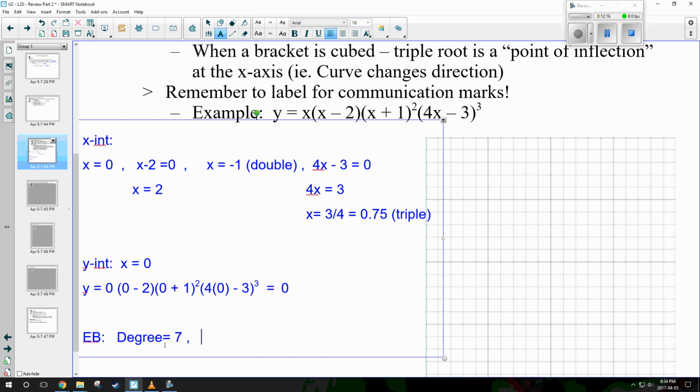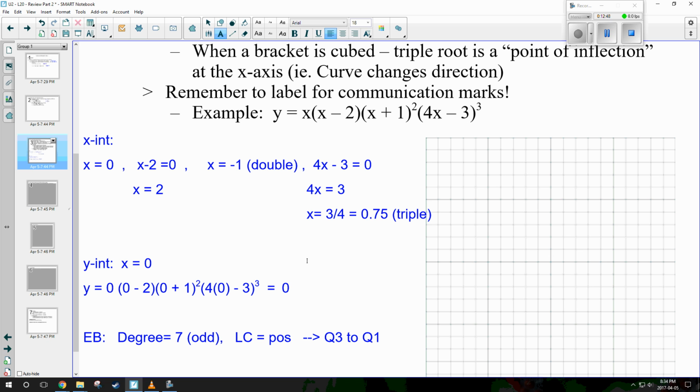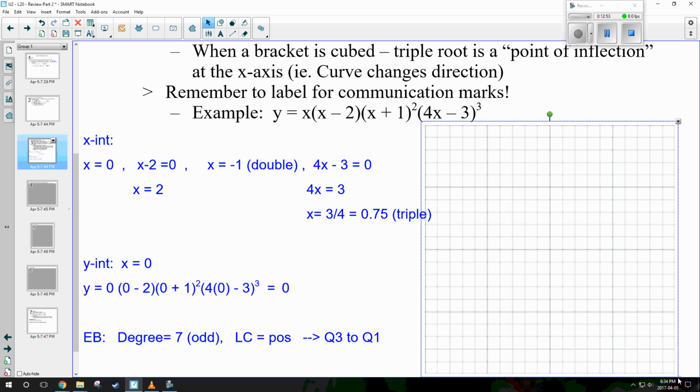Okay, and then we also need to talk about our leading coefficient. So our leading coefficient, remember, just sits in front of the brackets. If there is no number, which there isn't in front of the x either, we assume that it's a positive 1 so that we know that our leading coefficient's positive. So our degree is 7, which means that it's an odd degree because it's an odd number. And it's positive, so we know that leads us to end behavior of quadrant 3 to quadrant 1. Now that we've listed out all the key information, we can take a look at our graph here and plot it on our graph.